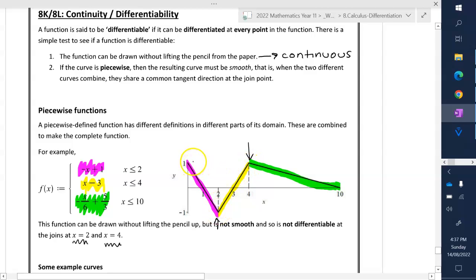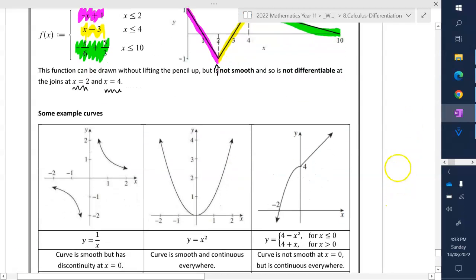However, the first part of the graph is differentiable, the middle part is, and the last part is, but where they join is not. So by definition, this is not a differentiable function. So let's go down a little bit on your booklet.